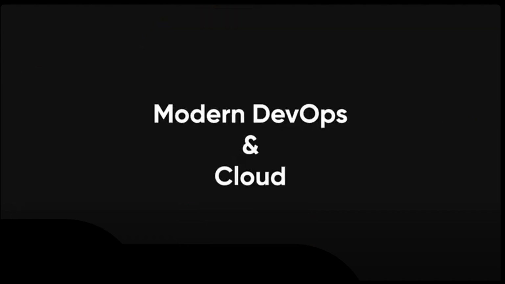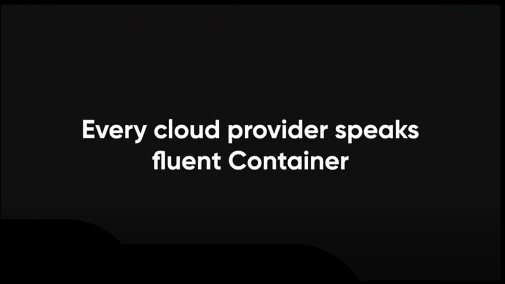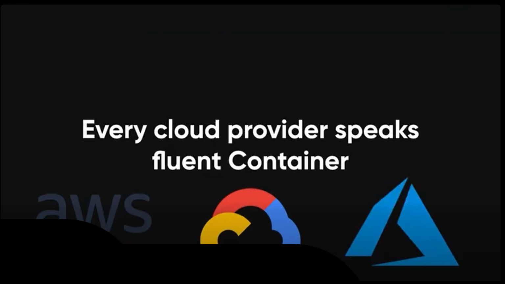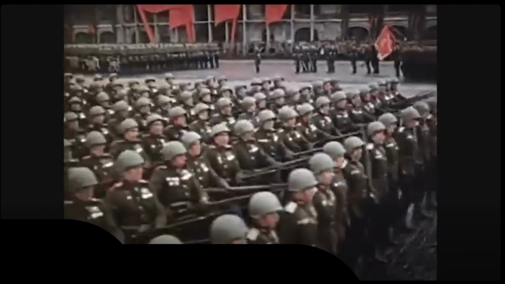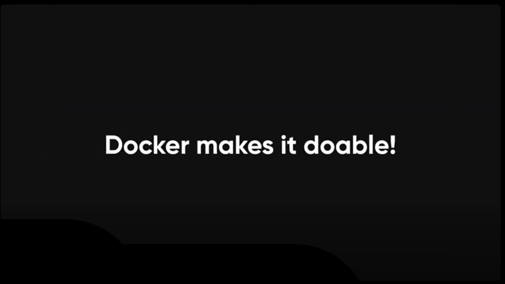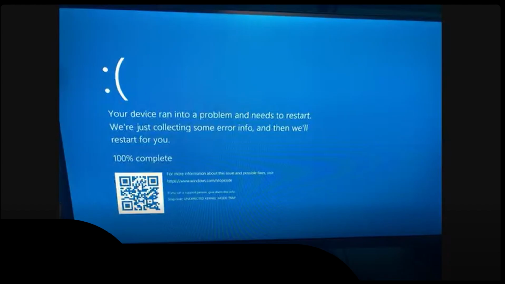And when it comes to modern DevOps and cloud, Docker is basically king. Every cloud provider speaks fluent container. AWS, GCP, Azure, they all integrate seamlessly with Docker and orchestration tools like Kubernetes. Want to scale to 100 instances without setting your hair on fire? Docker makes it doable. On the flip side, virtualization still has its place in traditional enterprise infrastructure or when you need a full OS experience, like running a security sandbox, legacy app, or testing malware without bricking your laptop.